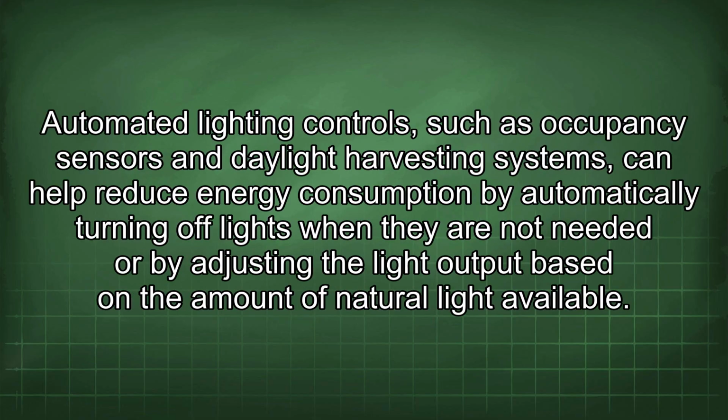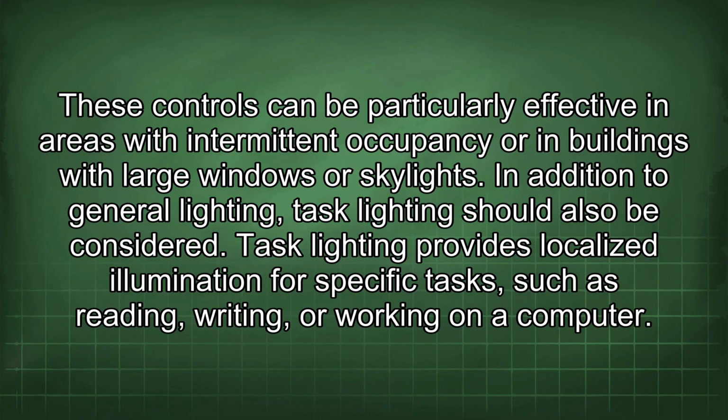Automated lighting controls, such as occupancy sensors and daylight harvesting systems, can help reduce energy consumption by automatically turning off lights when they are not needed or by adjusting the light output based on the amount of natural light available. These controls can be particularly effective in areas with intermittent occupancy or in buildings with large windows or skylights. In addition to general lighting, task lighting should also be considered.